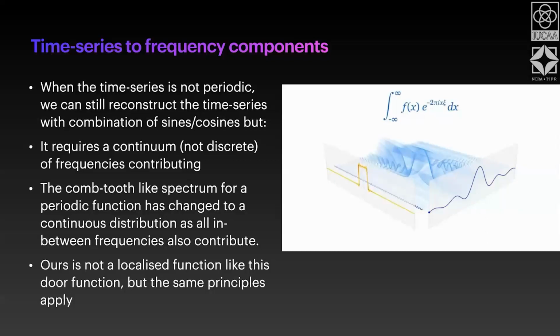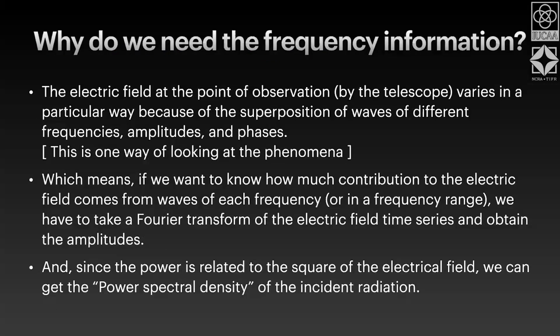And that is what you would consider as taking the Fourier transform and finding out the Fourier components of a particular time series. So the question is, why do we even want to do that? You have a time series at hand, which essentially comes from the electric field that we are measuring. Why are we interested in this frequency information?